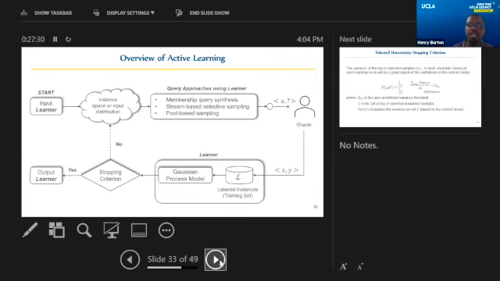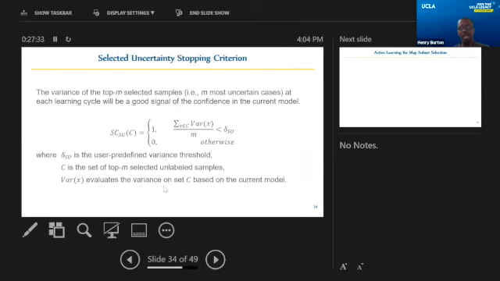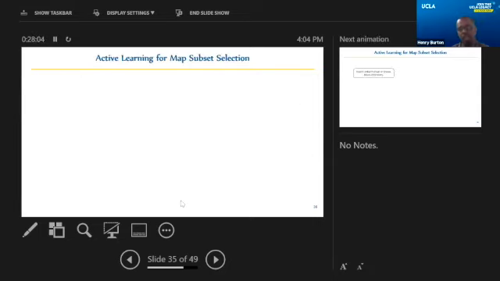Now, before I get into the specific application, I mentioned there's a stopping criteria. You have a specific variance threshold that's compared to the variance over the top M part of the selected subset that has the highest level of variance. And so you compare that with a variance threshold, and you use that as your stopping criteria.